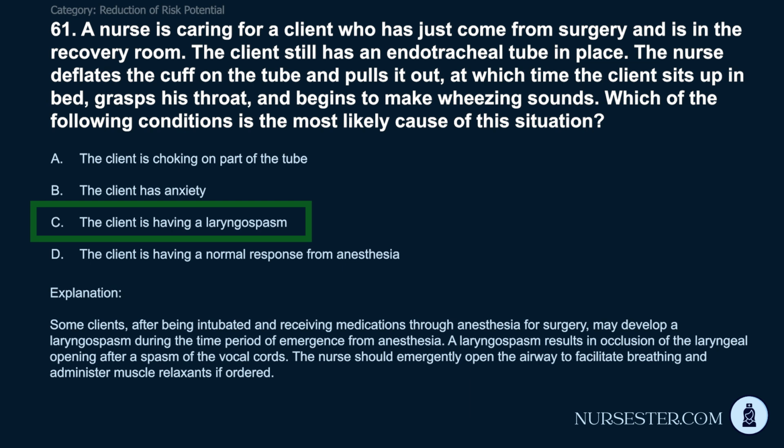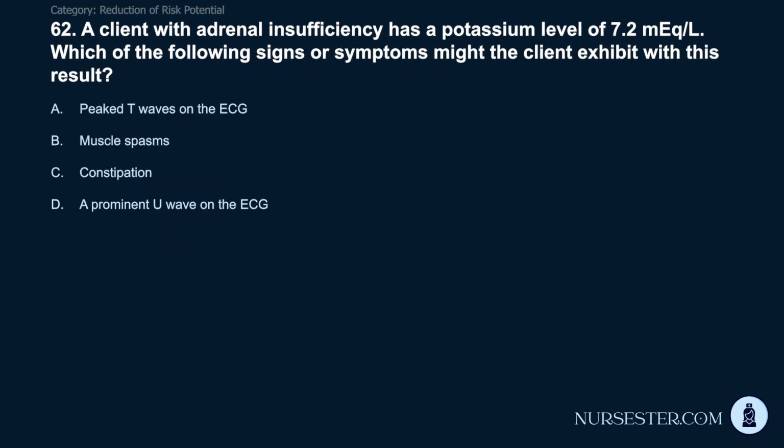Some clients, after being intubated and receiving medications through anesthesia for surgery, may develop a laryngospasm during the time period of emergence from anesthesia. A laryngospasm results in occlusion of the laryngeal opening after a spasm of the vocal cords. The nurse should emergently open the airway to facilitate breathing and administer muscle relaxants if ordered.